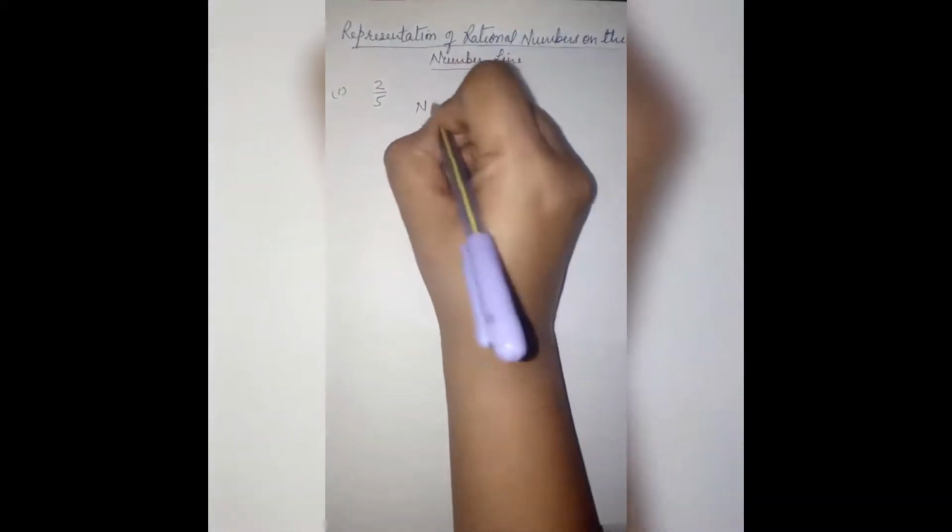Let's start representation of rational numbers on the number line. First of all, you will see what type of rational number you are given. I am taking one example, 2 upon 5. Here you can see that the numerator is less than the denominator. If you are given numbers in this way, what will you do? You will mark this rational number on the number line between 0 and 1.